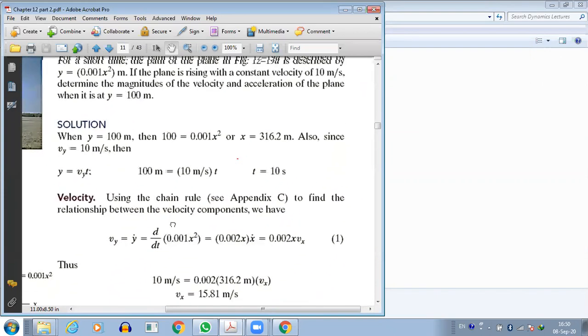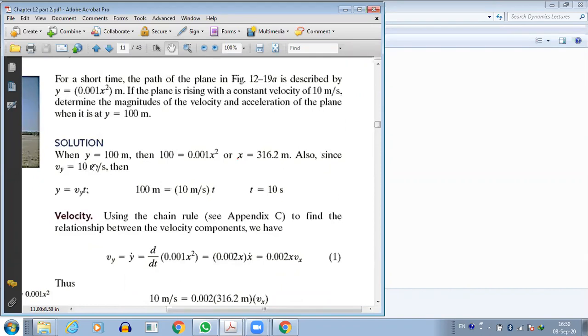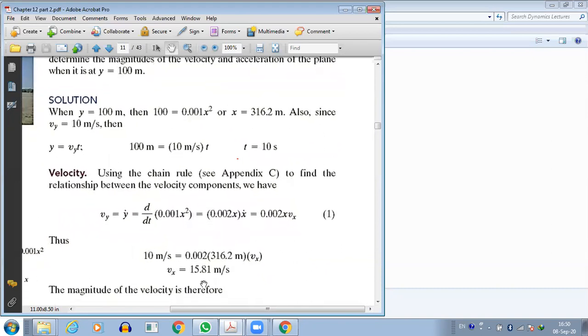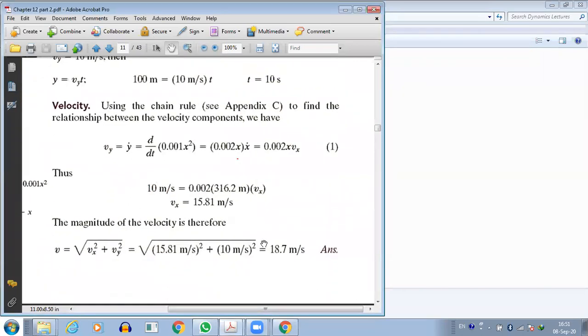And how can we find Vx? Because we have y as a function of x, let's differentiate it with respect to time. So Vy equals d by dt of 0.001 x squared, which becomes 0.002 x times x dot. Now x dot is the Vx. Vy is given, so you will find Vx from here. You have x, you have Vy. The only thing unknown is Vx. So once you have Vx and Vy, you can find the magnitude of V, and you can find the direction. Is this clear or not?